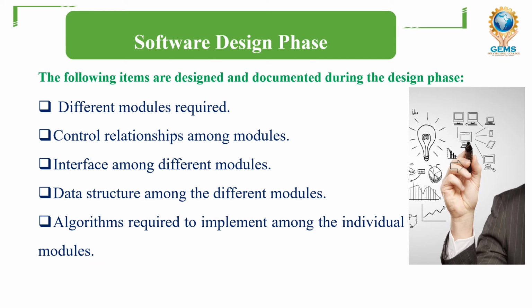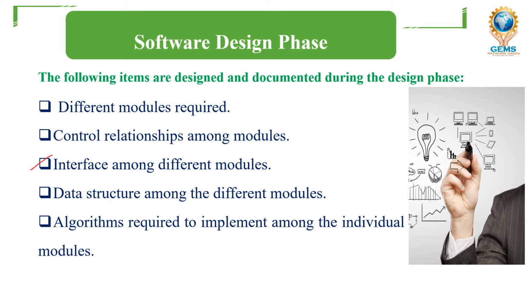Now, what are the phases of software design? The following items are designed and documented during the design phase. So during the design phase, we are going to design or document the following items. First, we require modules. So what are the different modules present in the software? Second point, control relationship among the modules. So we are going to check and control the relationship among the modules.